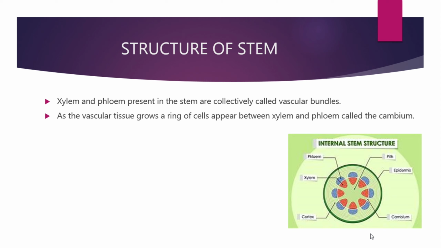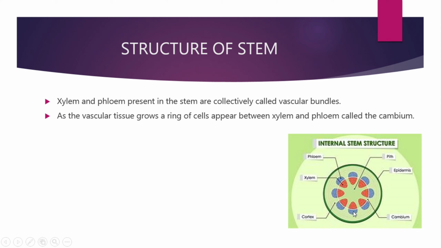Here we can see a transverse section of the stem. The outer part of the stem is the phloem. The blue part is the phloem. The red part is the xylem. Phloem and xylem both are separated by the cambium. As you can see, the cambium separates both of them.